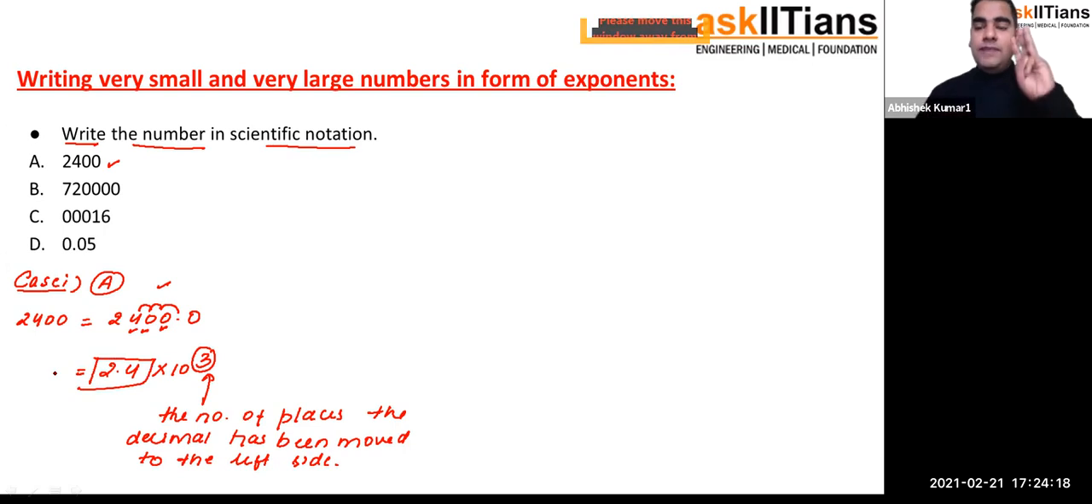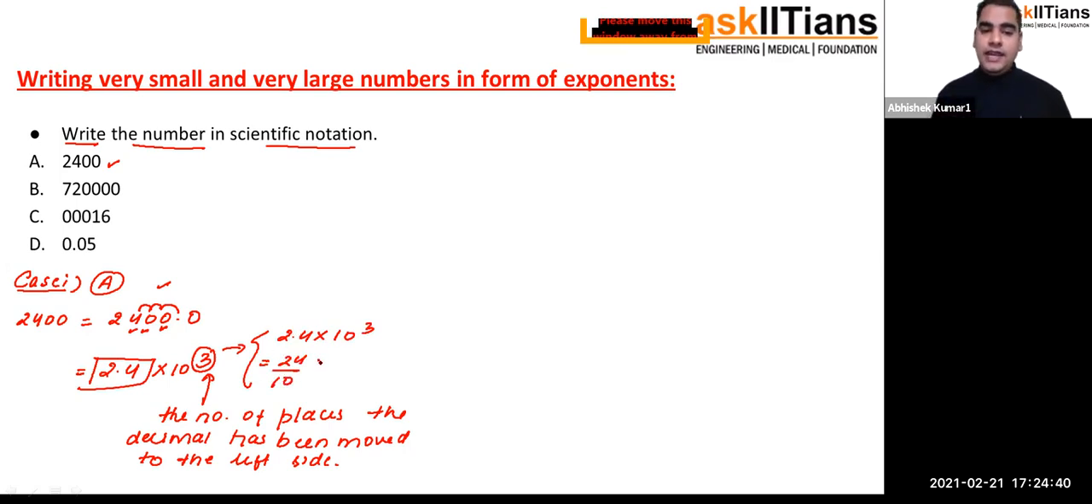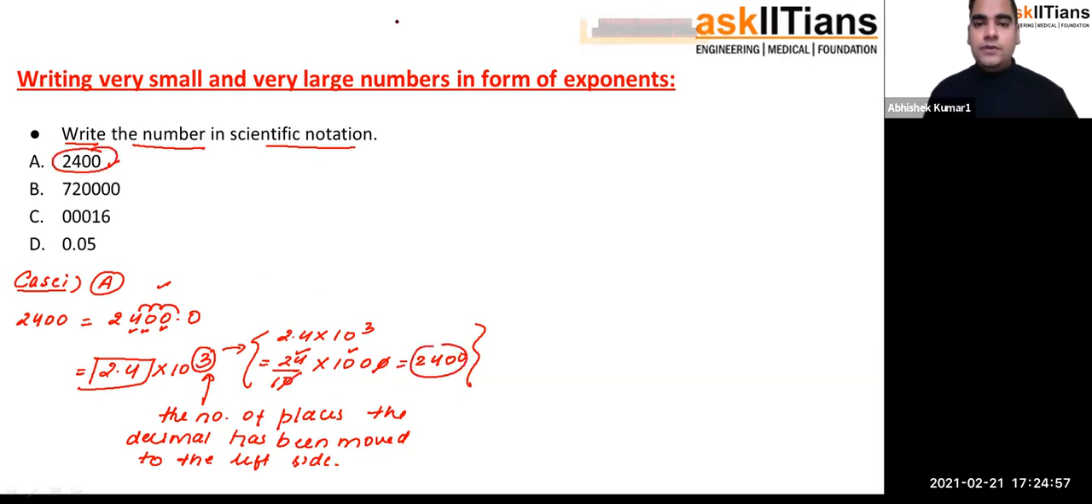And since we have moved it by three places, you need to write it as 10 raised to the power 3. And believe me, this value which we got is exactly the same as what was given to us in our question. For example, if I simplify it, what will I get? I have 2.4 into 10 raised to the power 3. So 2.4 can be written as 24 upon 10, because if you remove the decimal, you are going to have 10 in the denominator. And 10 raised to the power 3 can be written as 1000. This 0 and 0 will get cancelled. And when 24 is multiplied by 100, we all know what we are going to get: 2400, which is exactly the same as what was provided to us in the problem.